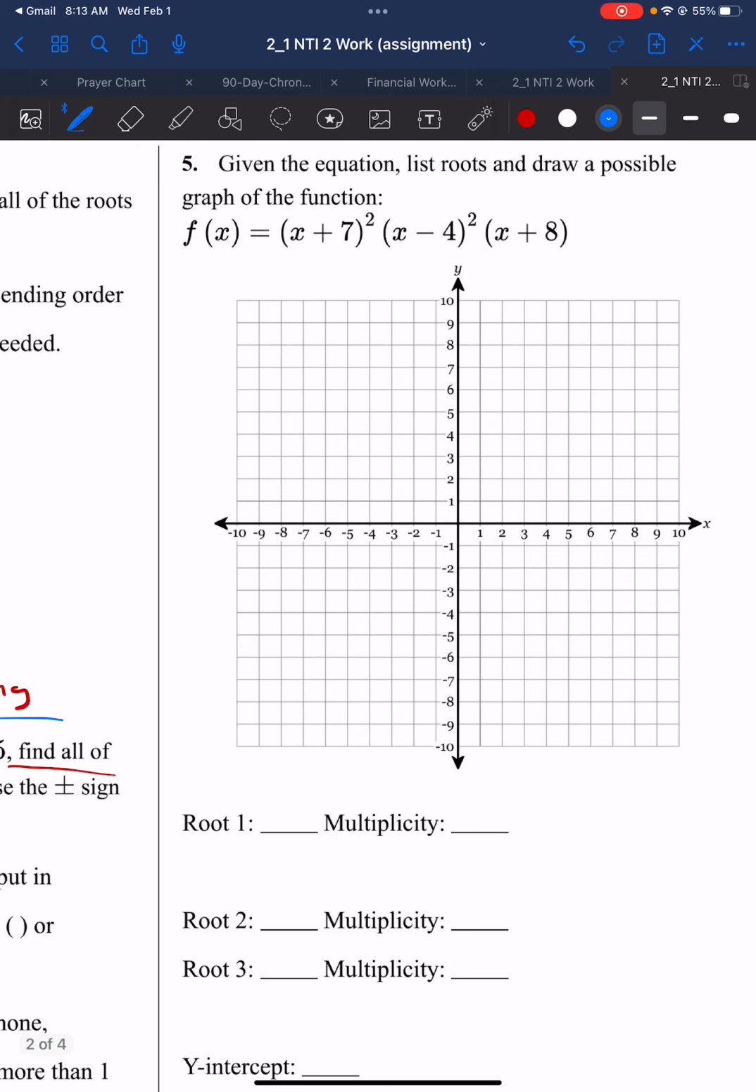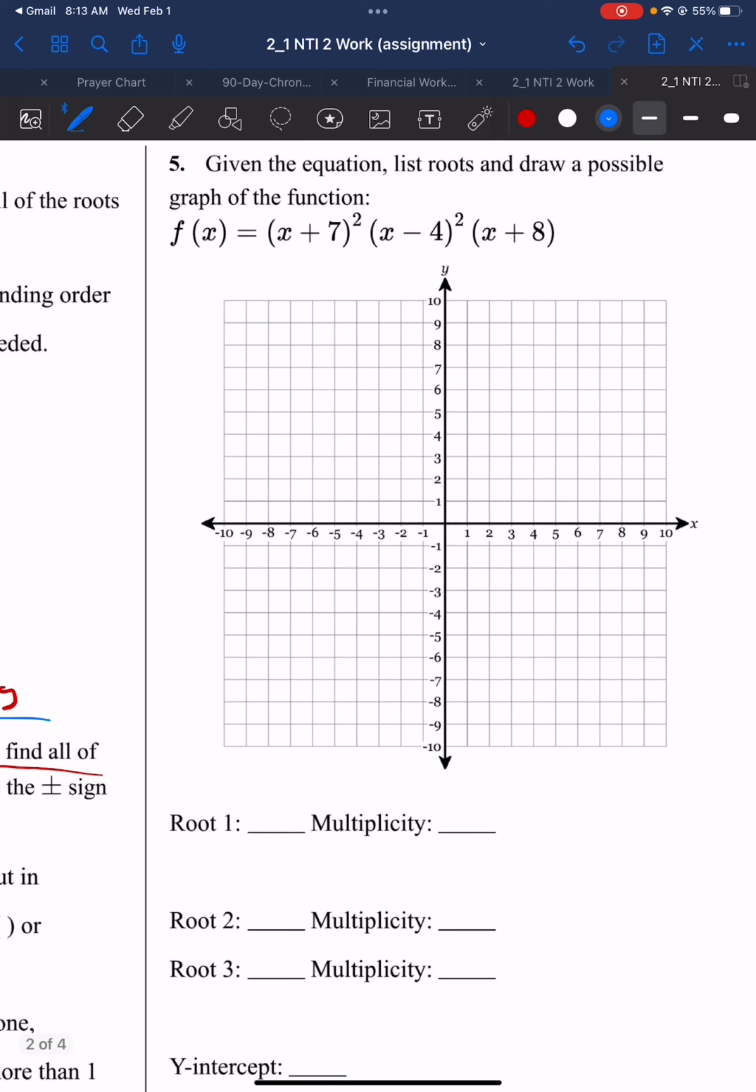x squared plus 7, minus 4 squared, plus 8. So when I look at this, am I able to tell where the roots are? Yep. So this is going to be the opposite. Negative 7 is going to be one of my roots. I can go ahead and write that. Negative 7, and my multiplicity is given there, 2. This, positive 4. So one of my roots is positive 4, multiplicity of 2. Then I've got plus 8, so negative 8, and there's nothing here, so that's just a 1. So negative 8 and 1.